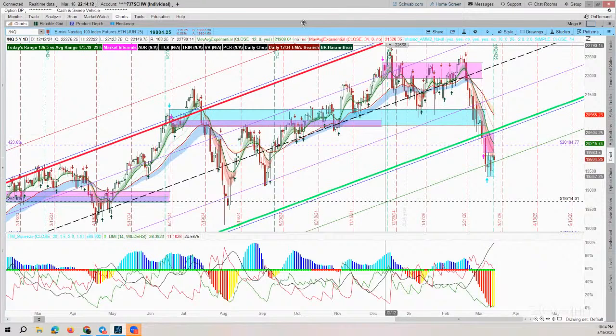All right, so that's about ES and NQ. Any questions, you can post that on the YouTube channel and I'll try to answer that. But this is about the NQ and ES levels. Now let's do some scans.